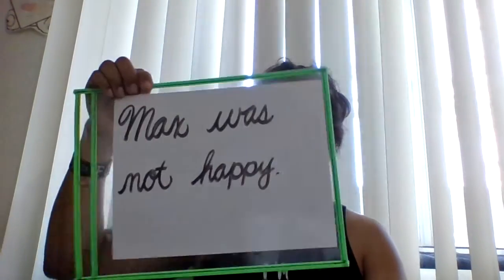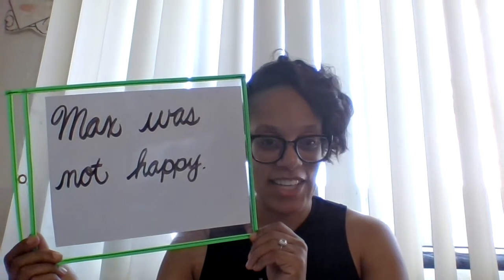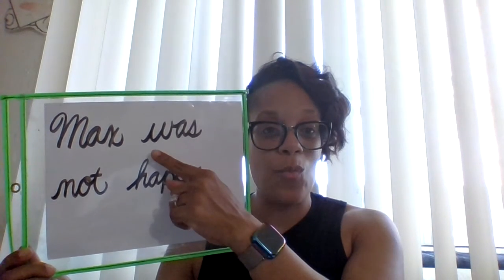Now, what about this sentence? Do you see a word in this sentence that shows action? Hopefully you said no. There is no verb in this sentence that shows action. Max was not happy. So what is the non-action verb in this sentence? Did you say was? If you did, great job. That is our non-action verb for this sentence.